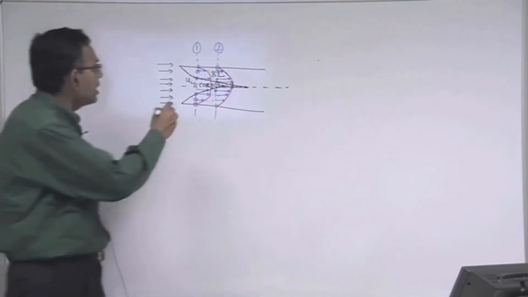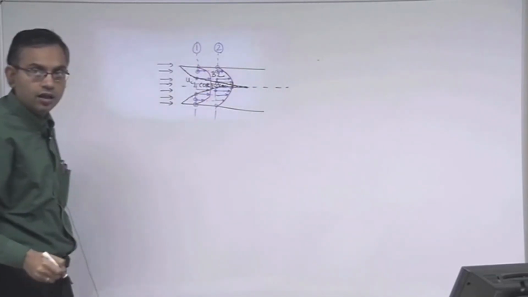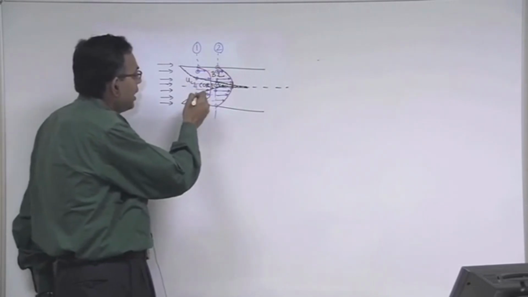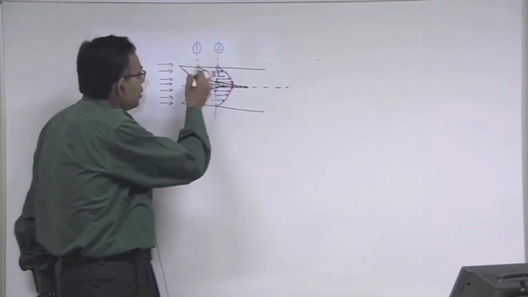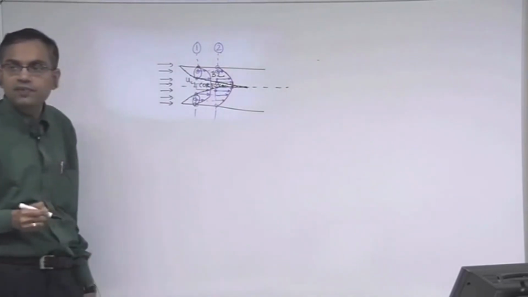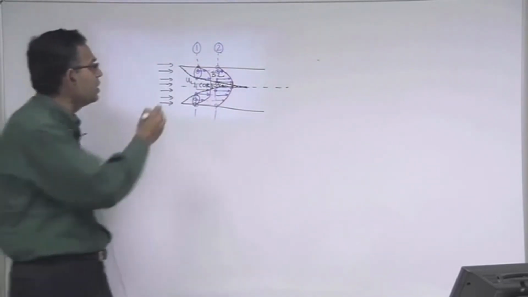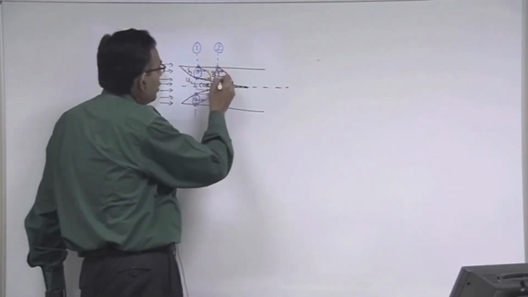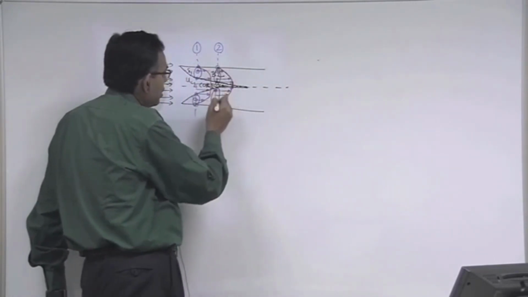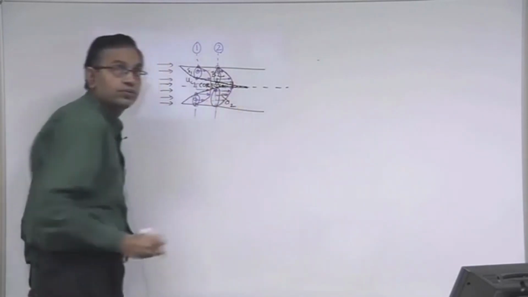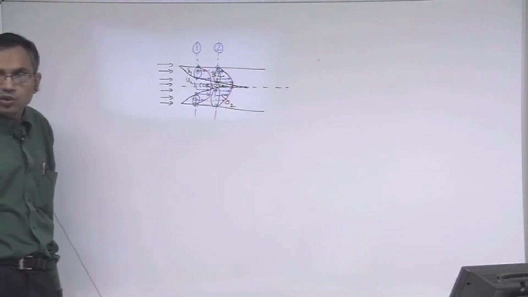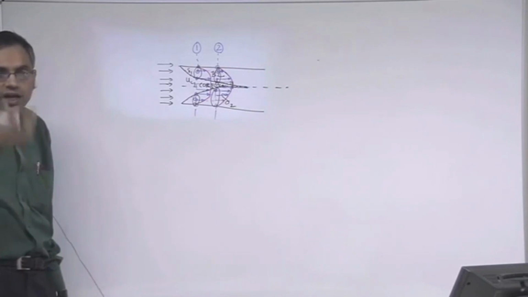In section 1, what happens? If you see, there is a region in which the slowing down effect of the wall is felt, and that region is say of thickness delta 1. In section 2 that region is of thickness delta 2. Which one is more? Delta 2 is more. But the integral is the same.